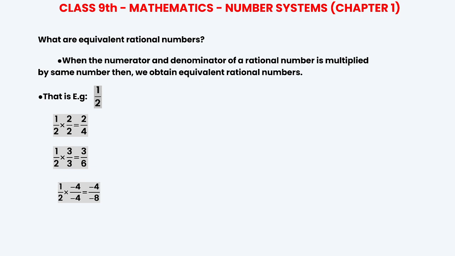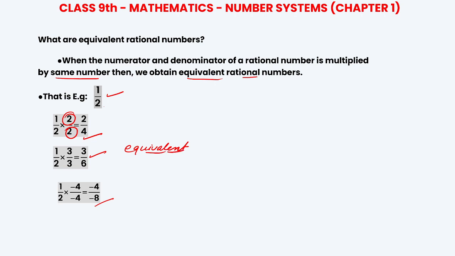Now let's understand what are the equivalent rational numbers. When the numerator and denominator of a rational number are multiplied by the same number, then we obtain the equivalent rational number. For example, let's take 1 by 2. So multiply by 2 and divide by 2. न्यूमरेटर और डिनोमिनेटर को दोनों को 2 से मल्टीप्लाई कर दिया. So 2 1 2, 2 2 4, right? 3 1 3, 3 2 6, 3 by 6. Minus 4, 4 into 2, that is minus 8. So these 1 by 2, 2 by 4, 3 by 6, minus 4 by 8.